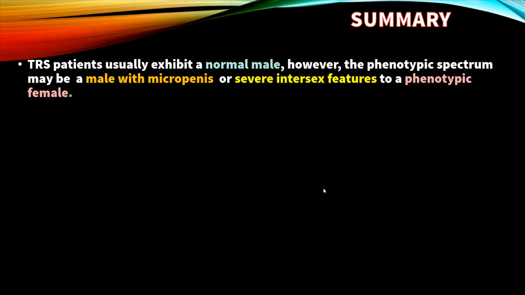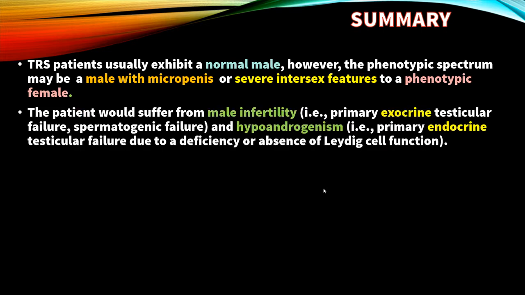TRS patients usually exhibit a normal male phenotype. However, the phenotypic spectrum may range from a male with micropenis or severe intersex features to a phenotypic female. The patient would suffer from male infertility, primary exocrine testicular failure, spermatogenic failure, and hypoandrogenism, primary endocrine testicular failure due to a deficiency or absence of Leydig cell function.